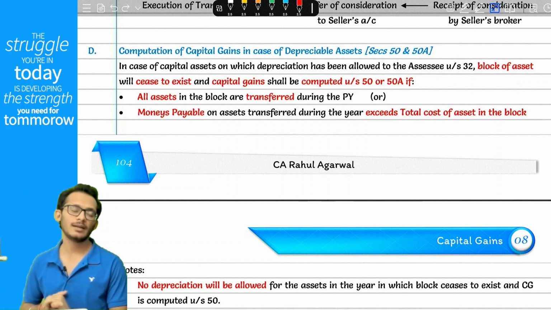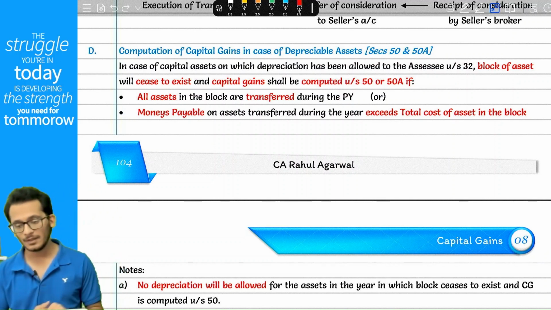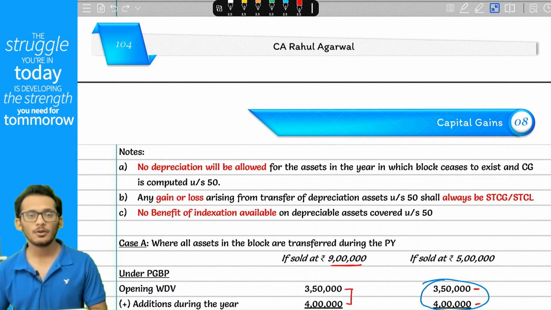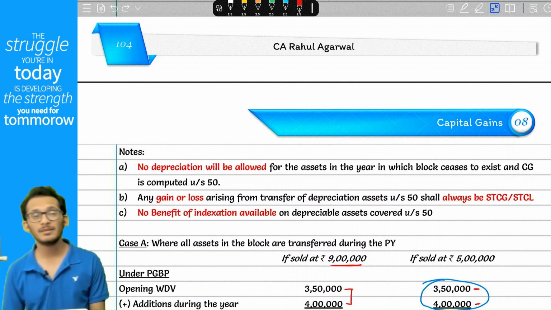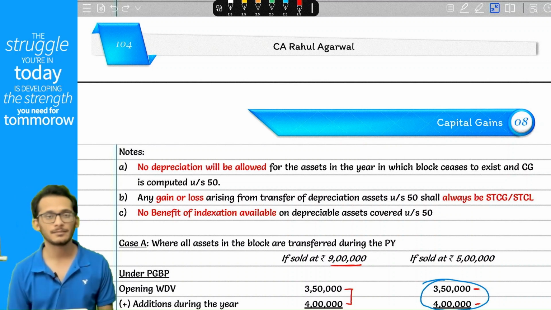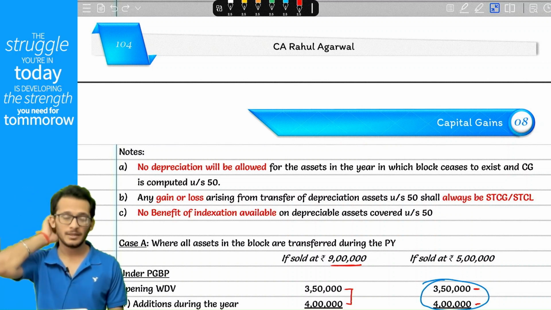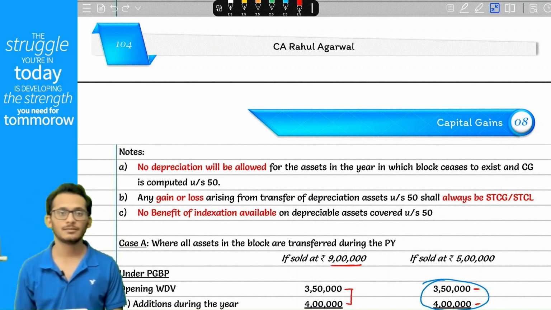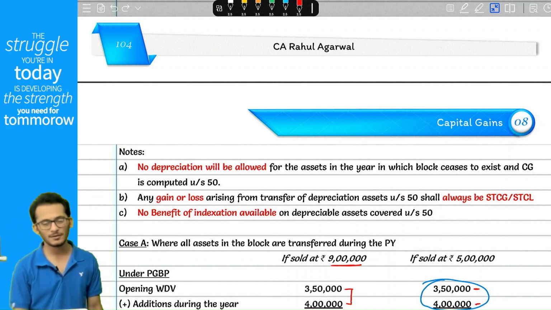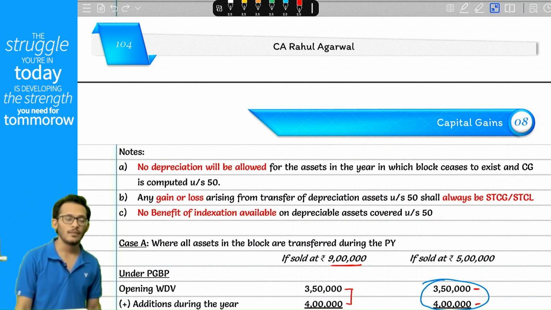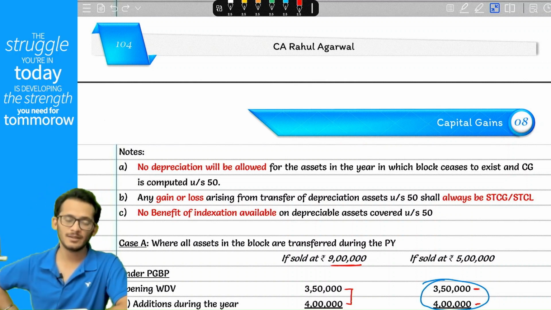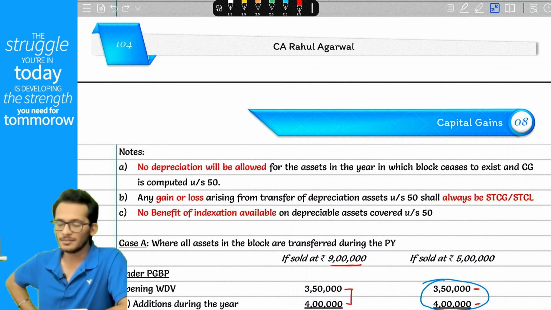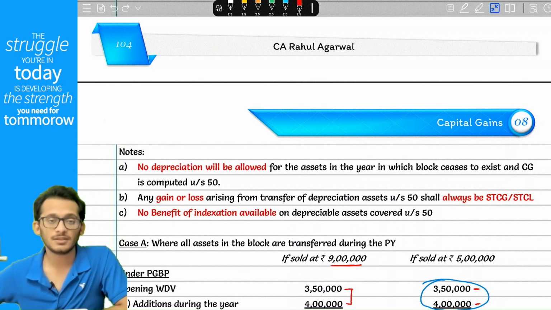In that case you will do capital gains. Simple, straightforward scenario. How do you do capital gains? Full value of consideration will be the amount which you received minus cost of acquisition will be the WDV as on the last day of the previous year. Because current year you will not give depreciation. Current year depreciation can only be given in case the asset is there until 31st March. If the asset is not there till 31st March, current year anyway depreciation is not eligible, which means you cannot claim depreciation for the current year.